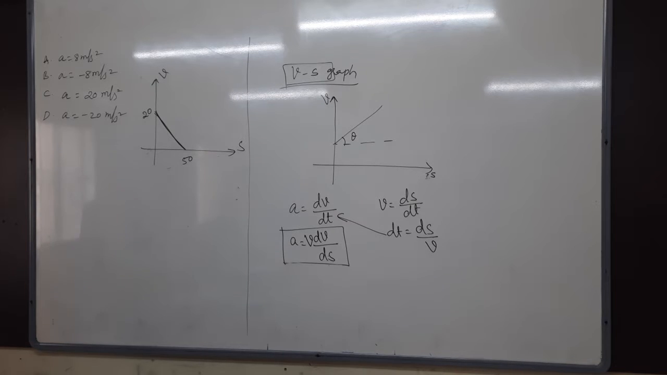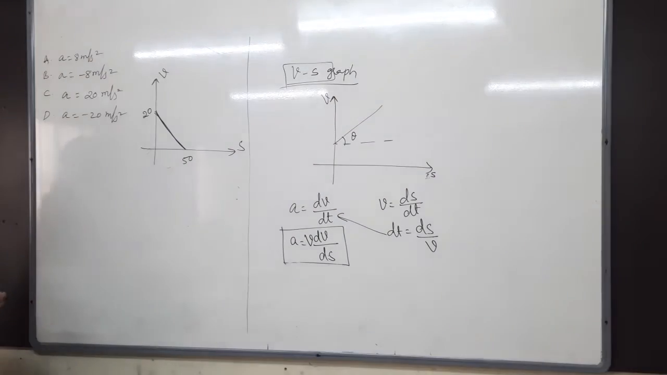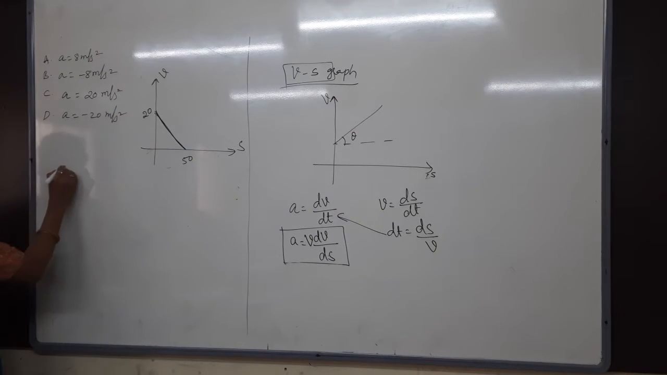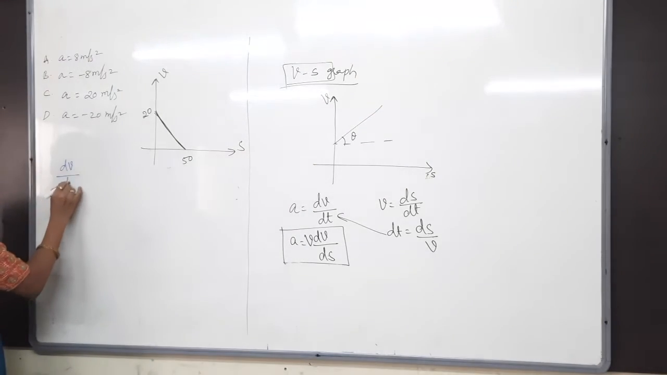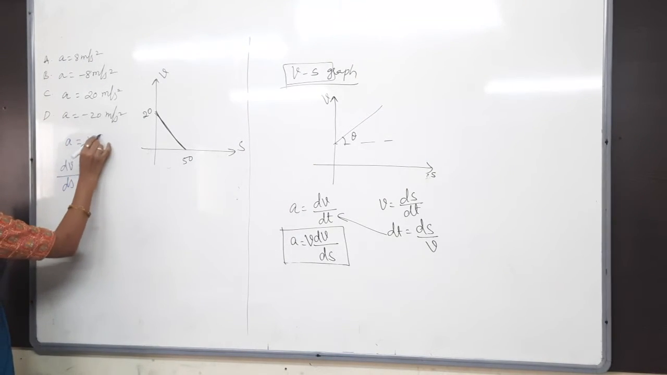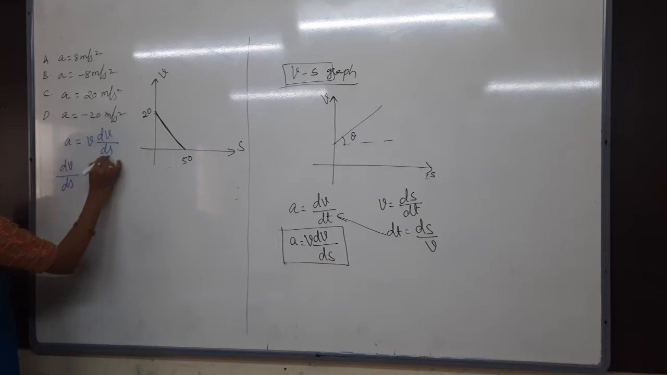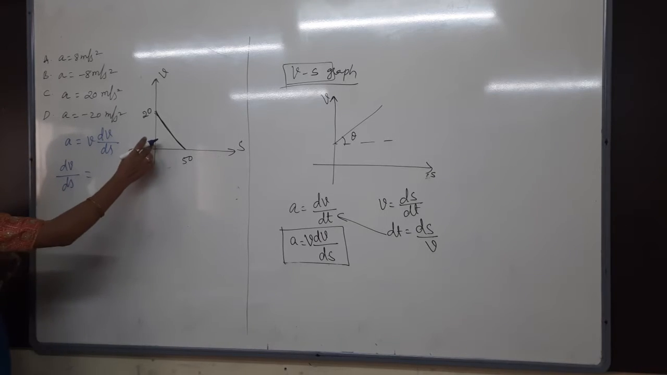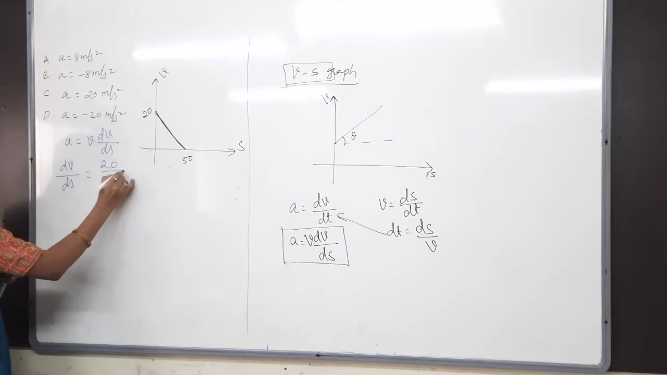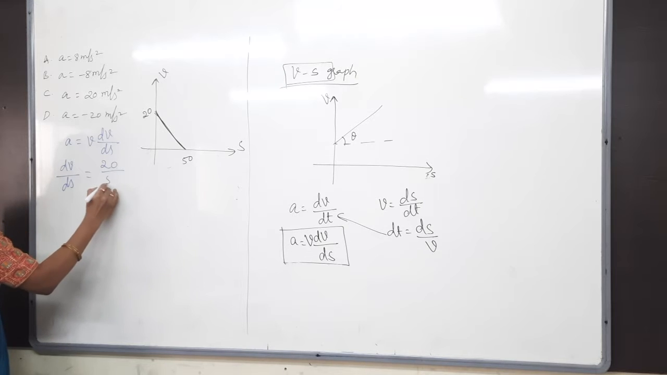I asked for the acceleration from the velocity and displacement graph. What you have to do? V into dV by ds, nothing but velocity into the slope. What is the velocity given first of all? Velocity is given as 20. So first of all, dV by ds we will find out. For dV by ds, A is equal to V dV by ds. So dV by ds, what will we get here? Change in the velocity is 20. Change in the displacement is how much? 50.